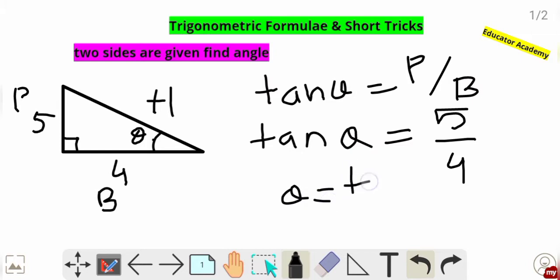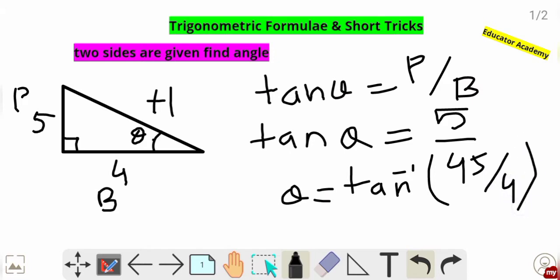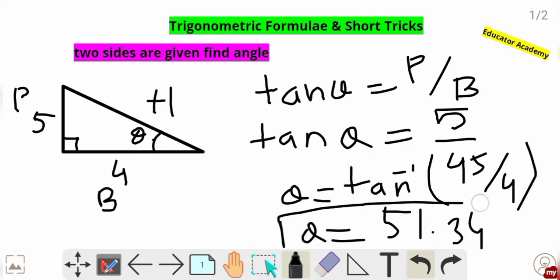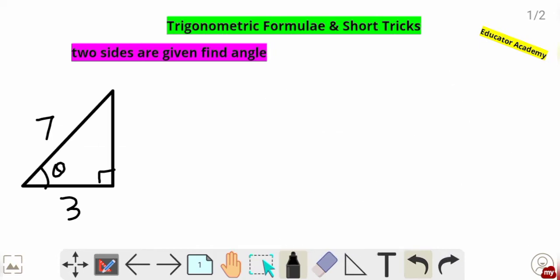So theta is tan inverse 5 by 4, so it will become 51.34. So theta is equal to 51.34. This is our right answer. So guys, again we have a question. We have been given two sides, and we have to find their angle.